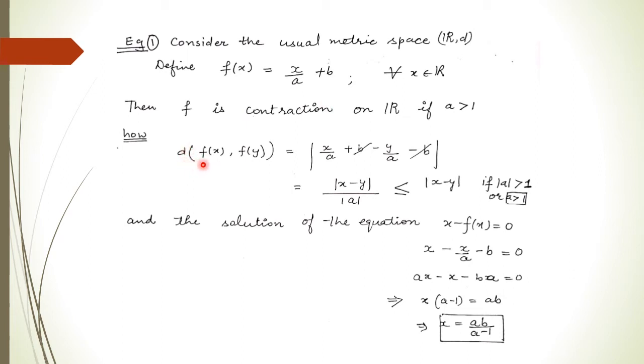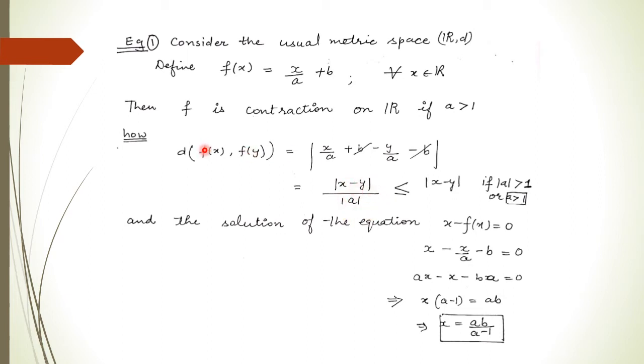We first consider the distance of fx comma fy. Now substitute the value of fx, which is x/a + b, and the value of fy, which is y/a + b, right? The usual distance is defined as mod of x minus y, so use that. b will cancel out, and you will be left with mod of x minus y upon mod of a, and this is less than or equal to d of x, y, meaning mod of x minus y, only when the value of a is strictly greater than 1.